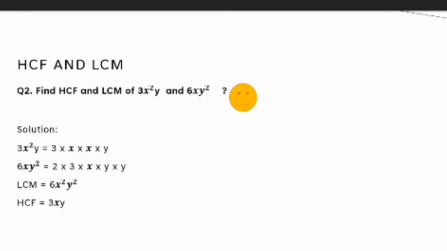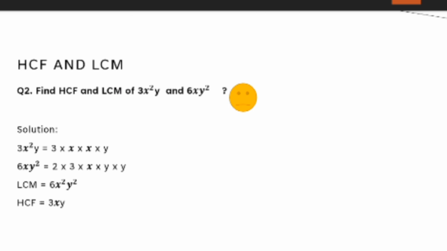In this question, we are going to find out HCF and LCM of 3x square y and 6xy square. Now we are splitting this 3x square y as 3 into x into x into y. And 6xy square as 2 into 3. We are splitting this number also, 2 into 3 into x into y into y.